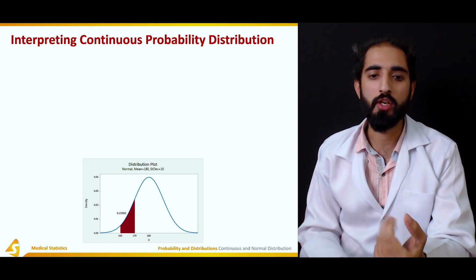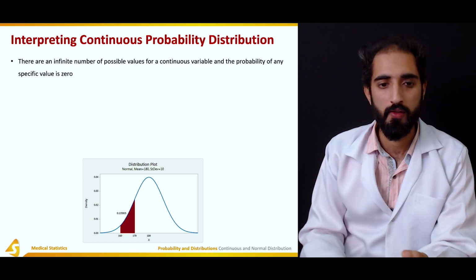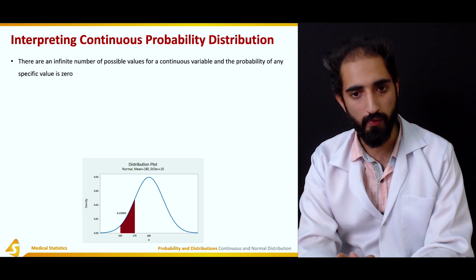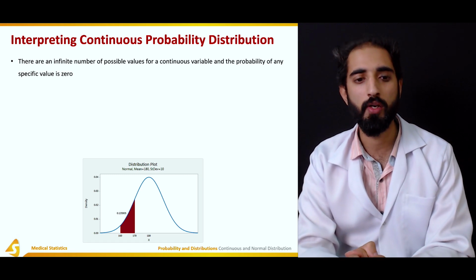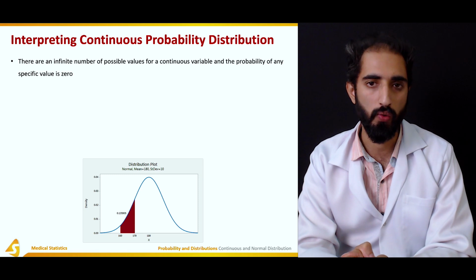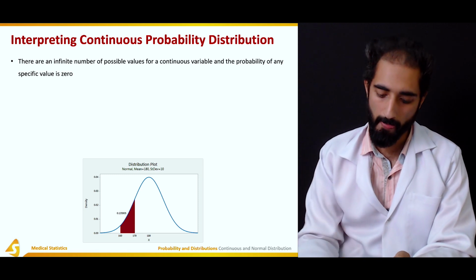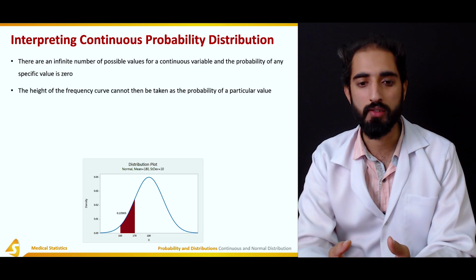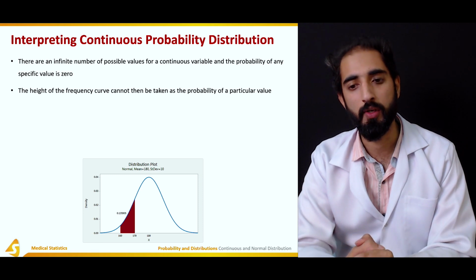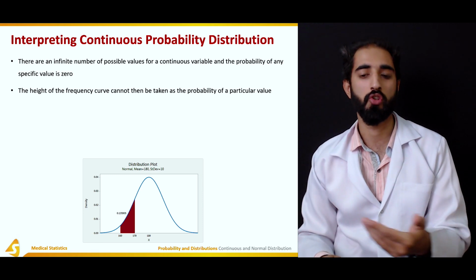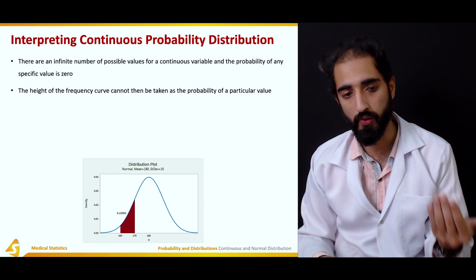Now, how do we interpret a continuous probability distribution? There is an infinite number of possible values for a continuous variable, and the probability of any specific value is 0. So the height of the frequency curve cannot be taken as the probability of a particular value, because, as I already mentioned, the probability of any specific value is 0.